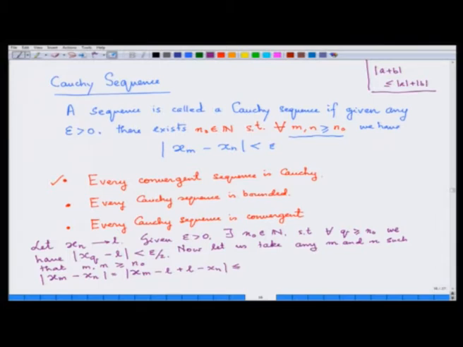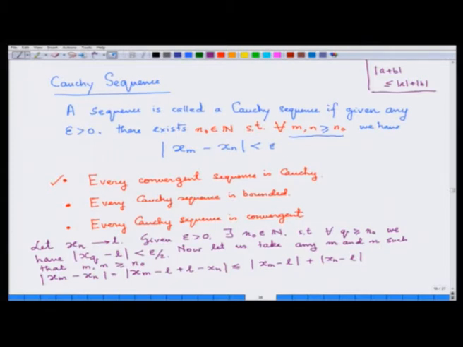So, by applying this inequality, we have what we got before: once I am given an epsilon, I will consider epsilon by 2, and I will find an n naught such that for whatever q I take which is bigger than n naught, x q minus L would be strictly less than epsilon by 2. But I have taken m and n such that m and n are bigger than n naught.